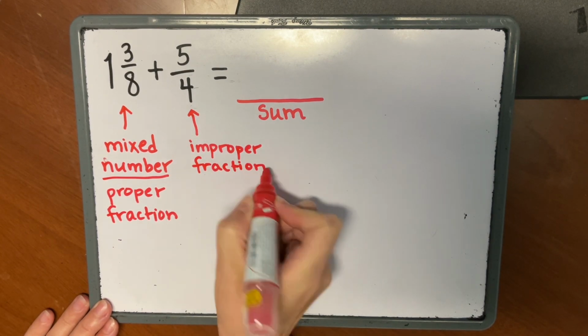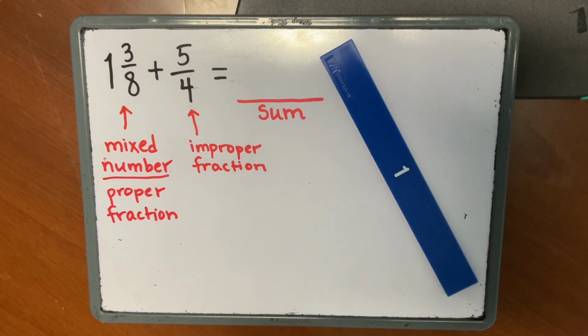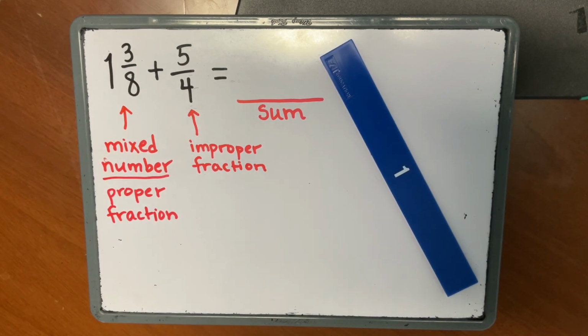Today, we are going to build this problem. What is 1 3/8 and 5/4 together as a sum? Go ahead and take out your fraction tiles and build this. I notice that I am going to need a whole and some 8s and some 4s. Ooh, our denominators are different. This is going to be tricky. Go ahead and build it if you haven't yet.